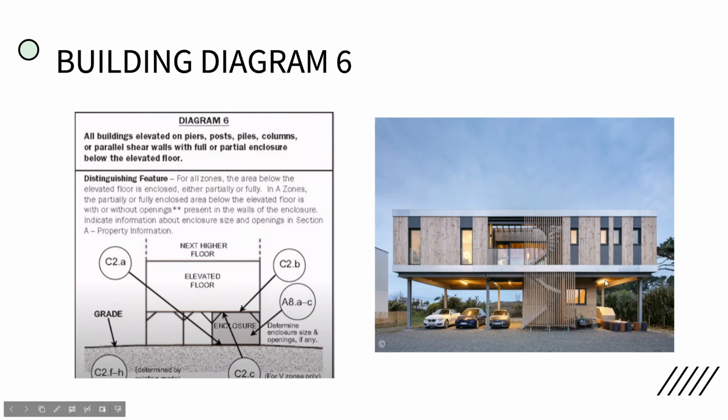Diagram 6. Same thing as a diagram 5, but it's got an enclosed structure, and you would need the same elevations, except we need the finished floor of this enclosed structure. And I always put what type of enclosed structure it is. So is it storage? Is it entry to the next floor? Is it a bathroom? What is it? I put that down there.